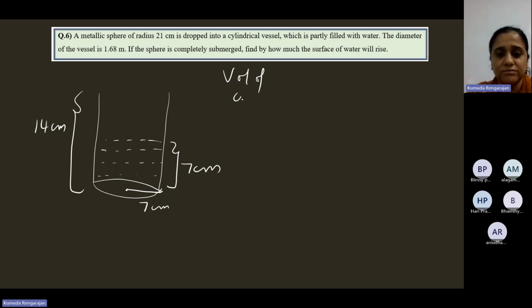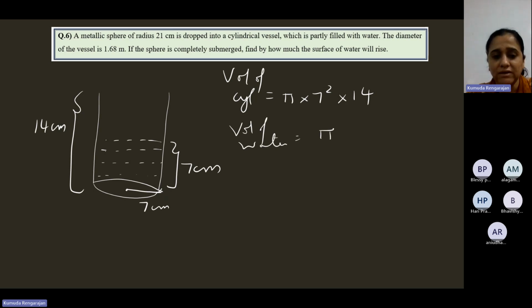Volume of cylinder will be pi r square h. But volume of water will be pi r square into h of water. If you're finding the volume of the water, take the height of the water. If you're finding the volume of the vessel, take the height of the vessel. Pi r square will be the same. Pi r square is common.